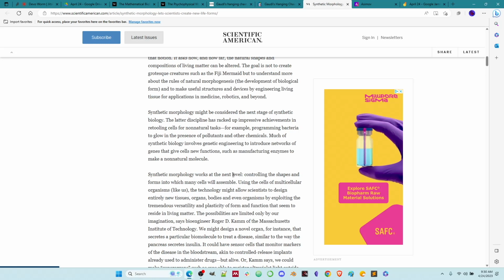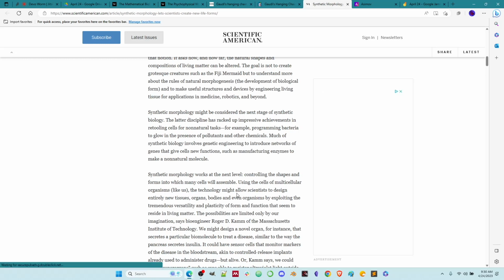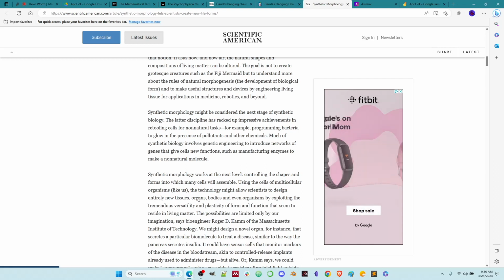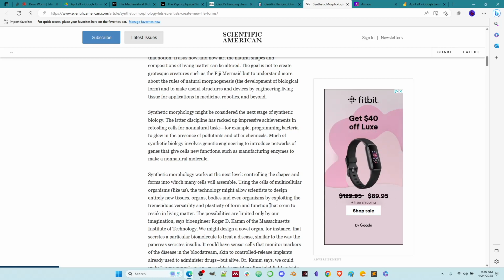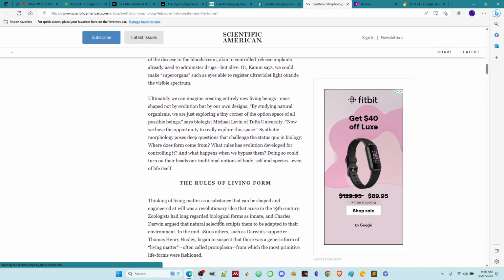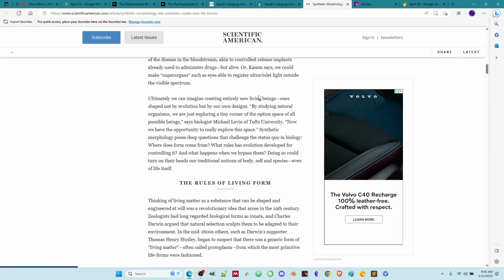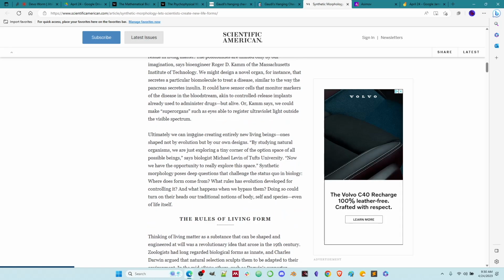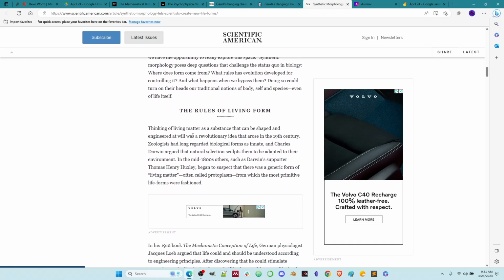So synthetic morphology works at the next level, controlling the shapes and forms into which many cells will assemble. Using the cells of multicellular organisms like us, the technology might allow scientists to design entirely new tissues, organs, bodies, and even organisms by exploiting the tremendous versatility and plasticity of form and function that seem to reside in living matter. And so they kind of go through this. They interview Michael Levin, also Roger Cam, who does a lot of stuff in synthetic biology. And so then they get into the rules of living form.